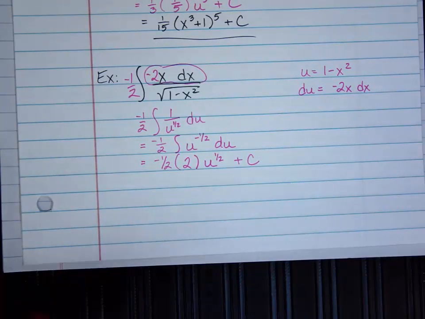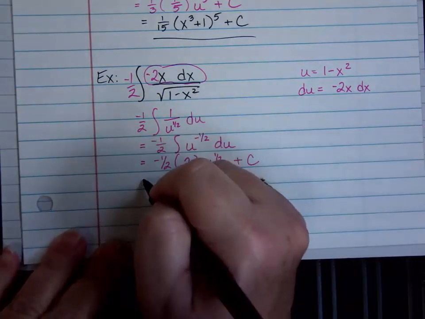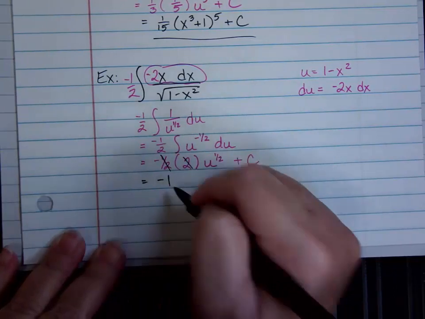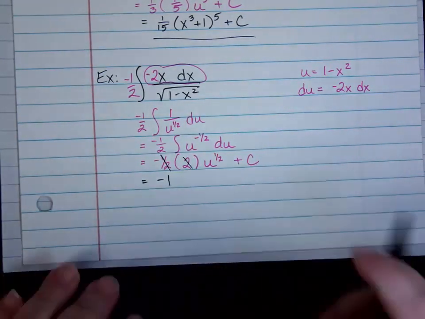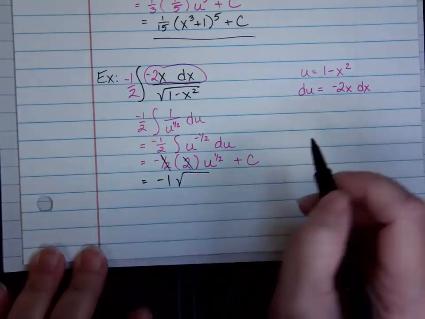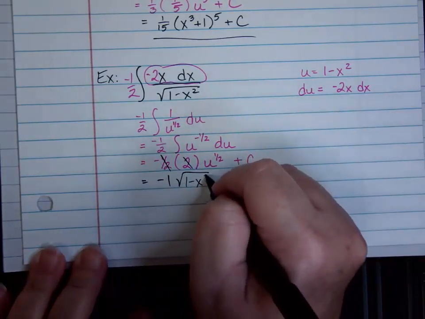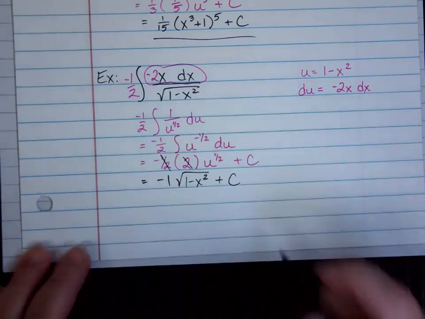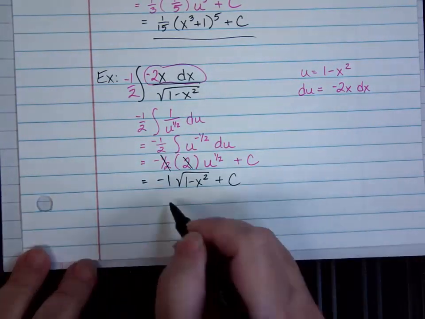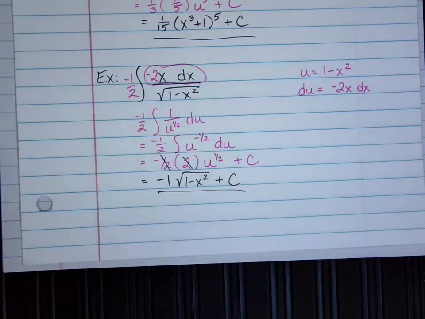So now we're ready to switch back to x's. The negative 1/2 cancels the 2, so that's going to leave a negative 1. Now you can write u to the 1/2, or you can put it in a radical. I'm going to put it in a radical. Negative square root of 1 minus x squared plus c. And there we are.